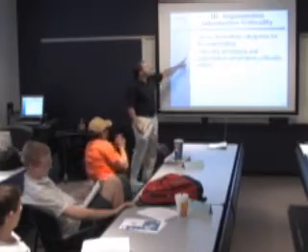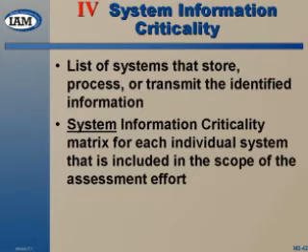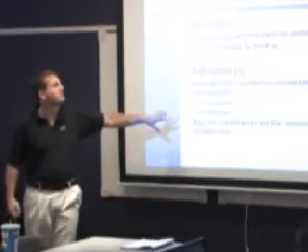The organizational information criticality, you've done this, right? That's what we did for exercise number 1. So that gets plugged in there with the definitions. System information criticality, this is what you get to do next. But you're going to include that information based on what you find with the customer. Where are the systems and what are the criticality matrices that are developed out of that.